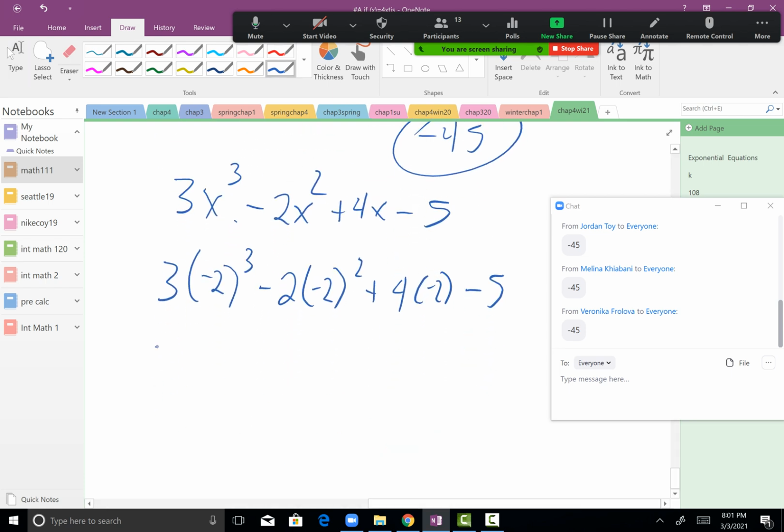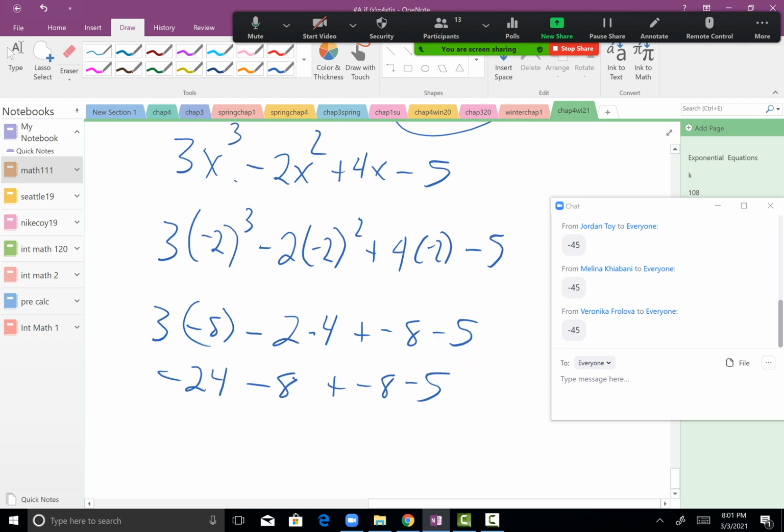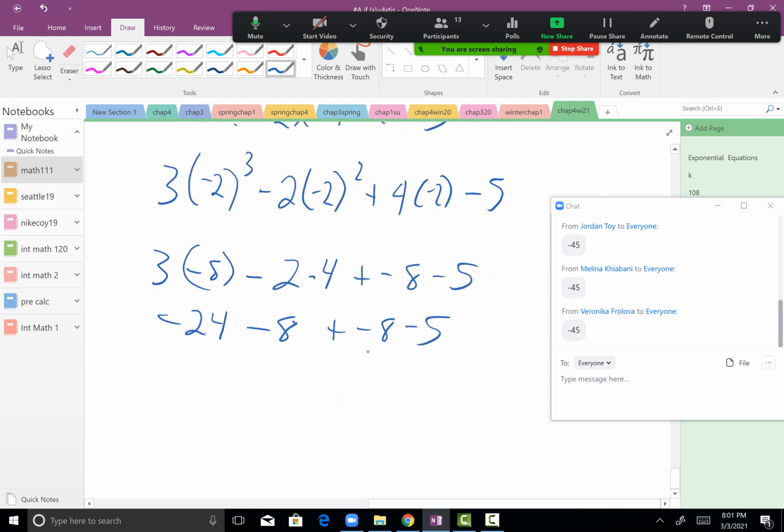I'm just going to have to work this out. Negative 8 minus 2 times 4, so minus 8, plus negative 8, minus 5. Wow, lots of minuses here. Negative 8, negative 16, negative 24, 32, 40, negative 45. How about that? That's the same as the remainder.